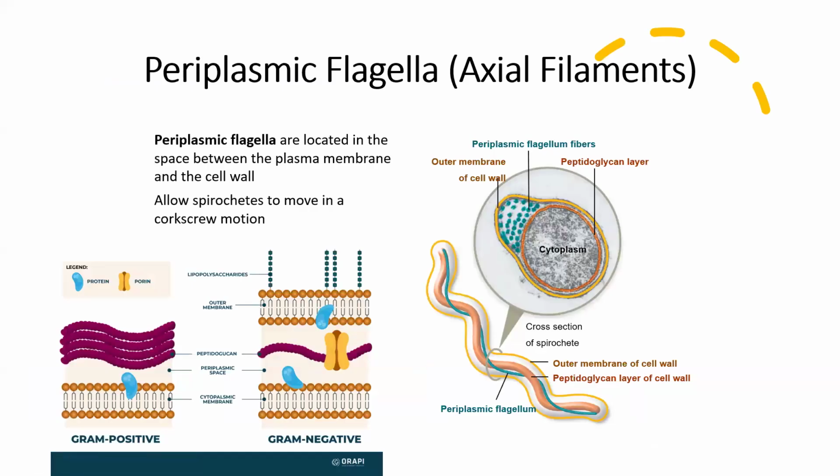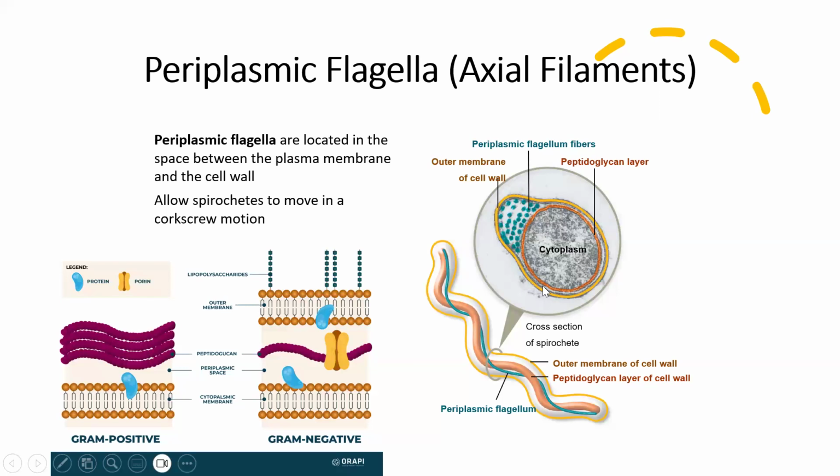And then you get this kind of weird one, which is the periplasmic flagella. This is what you find in something like Treponema pallidum, which is a spirochete that causes syphilis. And so over here on the right-hand image, you can see this cross section, and in the center we have the cytoplasm, and on the outside of the cytoplasm, we have these flagellum fibers, and then you've got your cell wall around that.